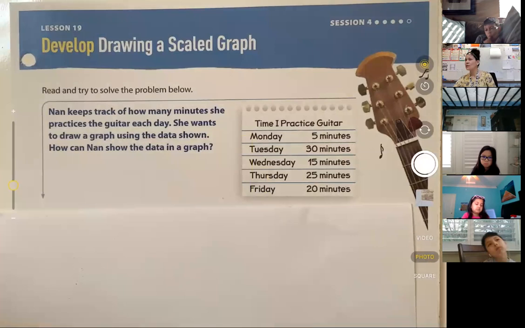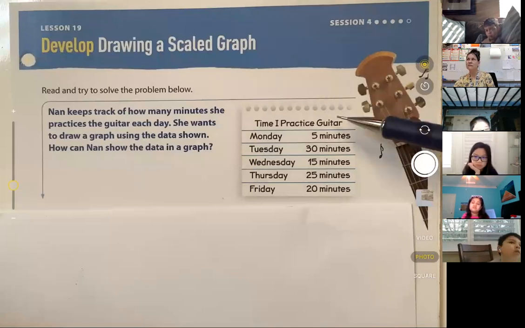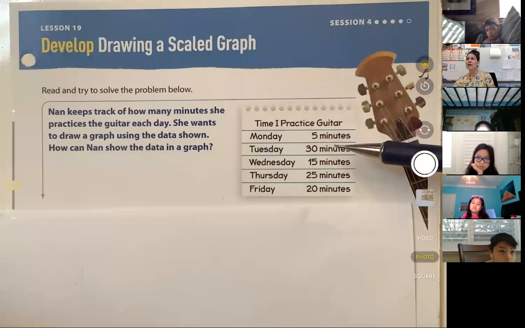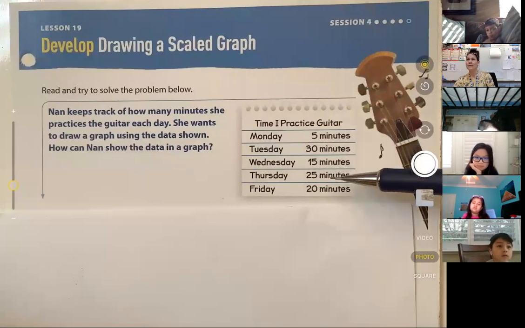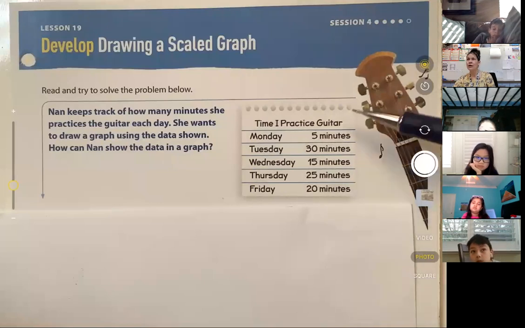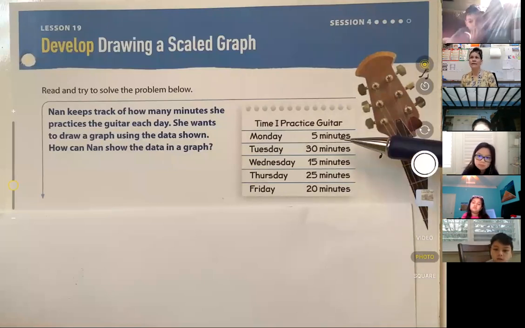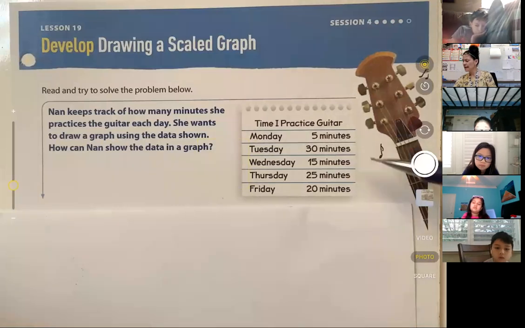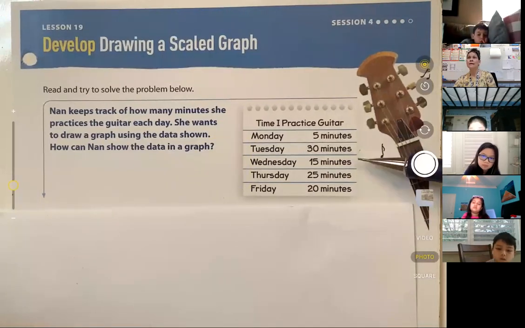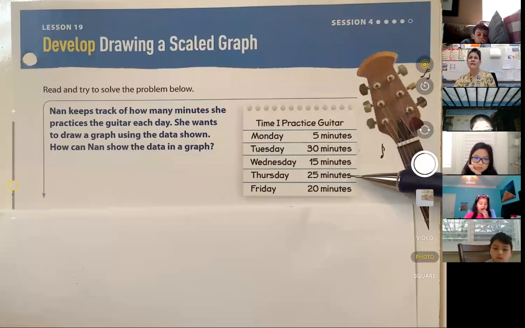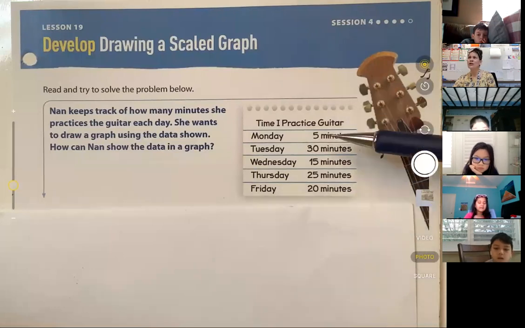So again, let's take a closer look to the right, friends. So this is Nan, and she's writing down, you can see here on a piece of scratch paper, how many minutes each school day she's practicing guitar. So you can see in her notes, on Monday, 5 minutes. Tuesday was 30 minutes. Wednesday is 15 minutes. Thursday, 25 minutes. Friday, 20 minutes. So again, this is just her scratch paper. She took some notes, right?